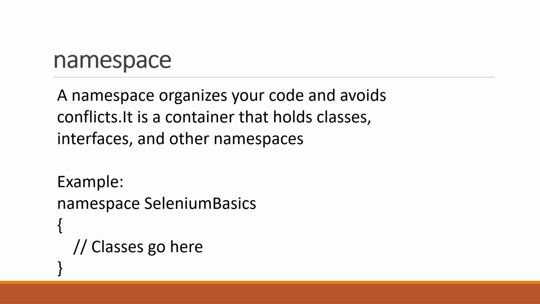Okay, and what is next? Namespace. A namespace organizes your code and avoids conflicts. It's a container that holds classes, interfaces, and other namespaces. For example, the namespace name is SeleniumBasics. Within that, we can see different classes. So simply put, a namespace is a container.